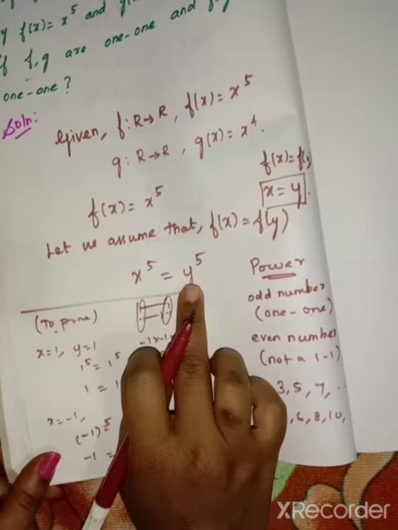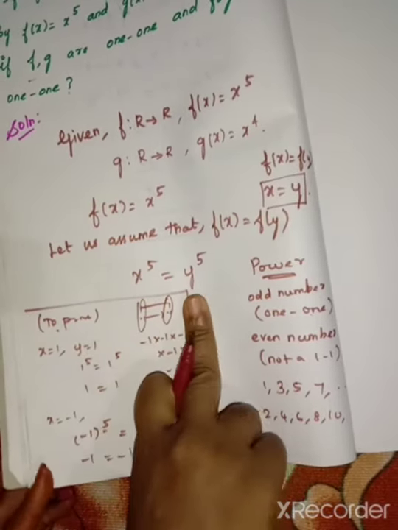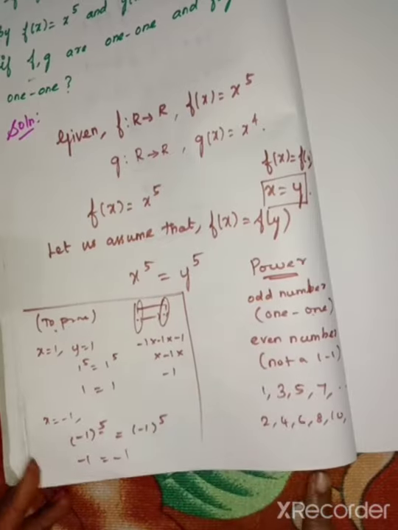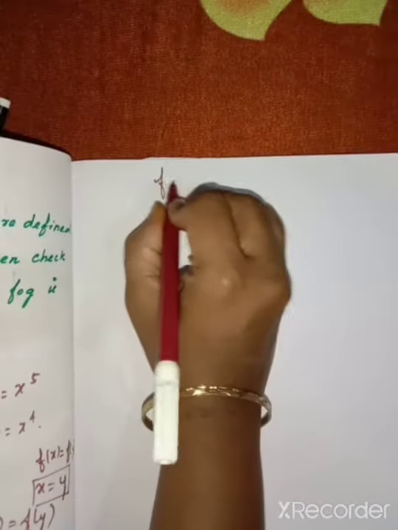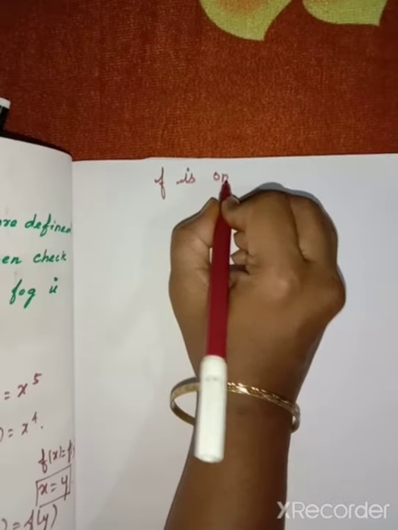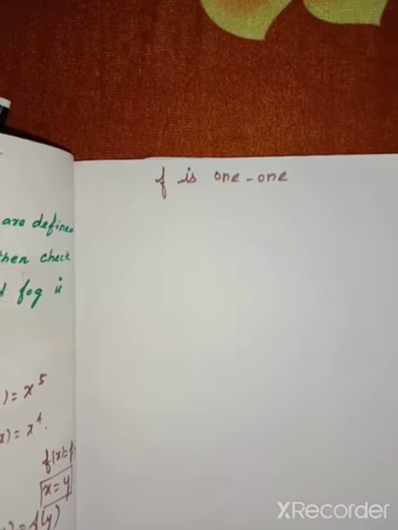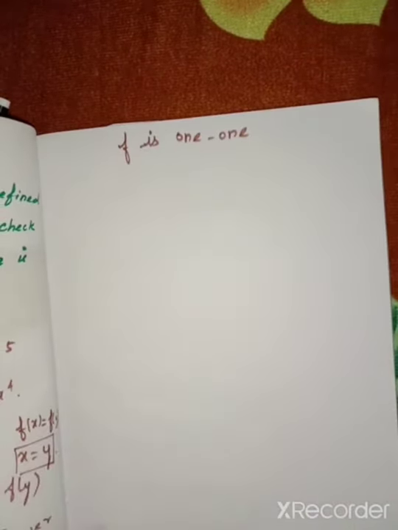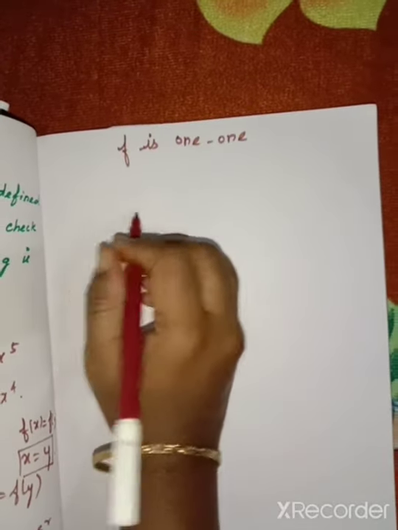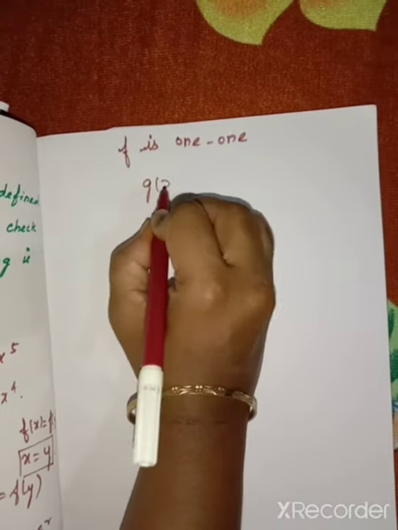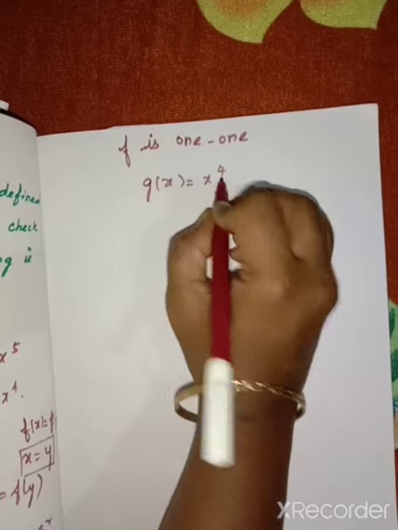So here we find x power 5 equal to y power 5. So 5 is an odd number. So f is 1 to 1, f is a 1 to 1 function. Likewise, we want to prove g also. So here, what is the g function they have given? g of x equal to x power 4.